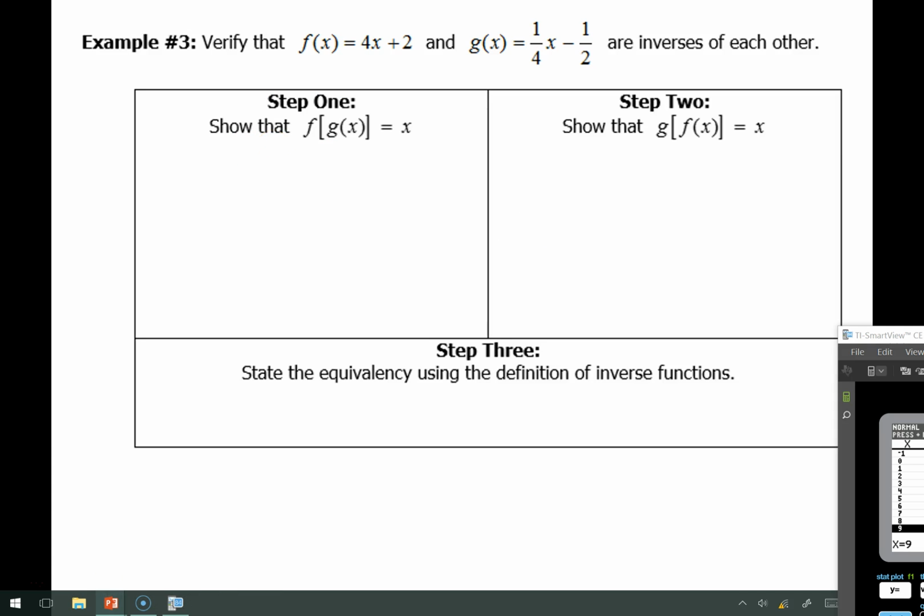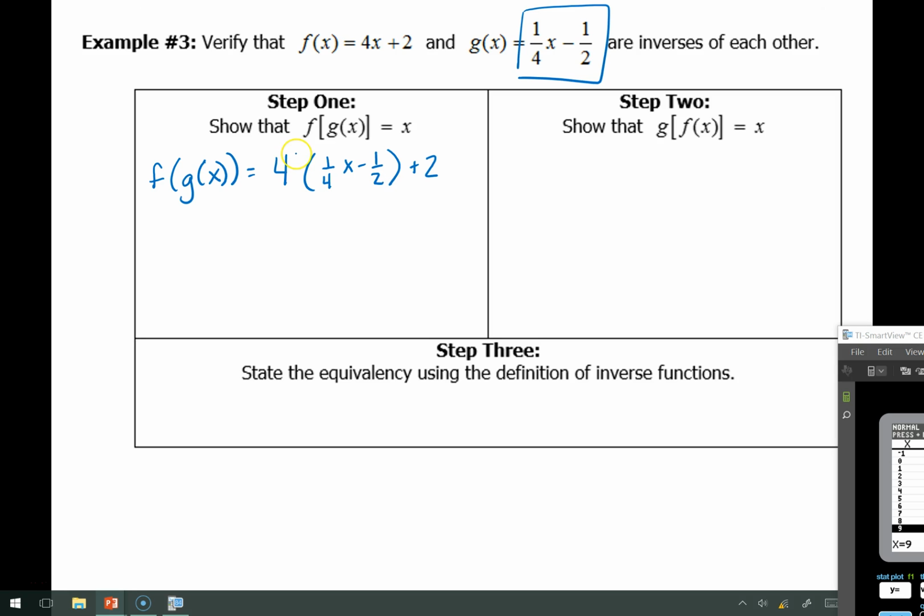So let's do some application with this idea about verifying functions. We want to verify that f of x and g of x are inverses of each other. So we're going to do the composition both ways and then state what we know. First we're going to find f composed with g of x. That means we're going to take g of x and substitute it in where the x is in f. So I'm going to do 4 times something plus 2, but where that x normally is, I'm going to insert all of g of x. That's 1/4 x minus 1/2.